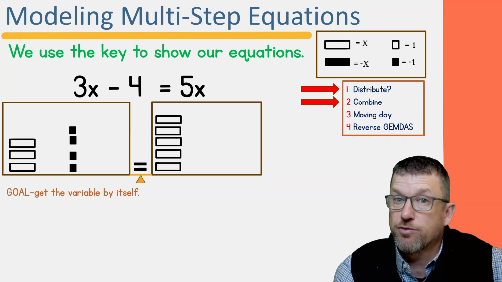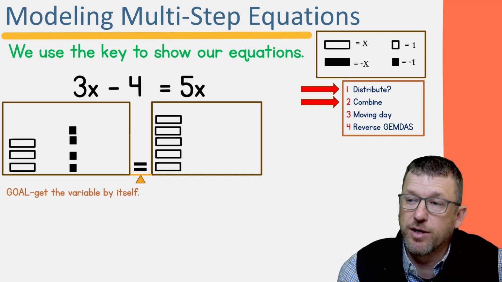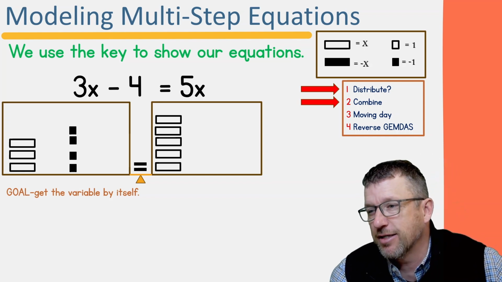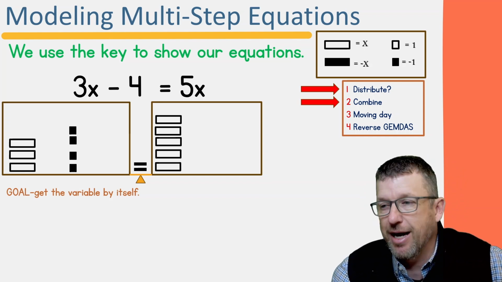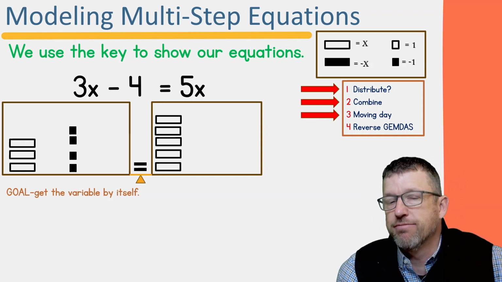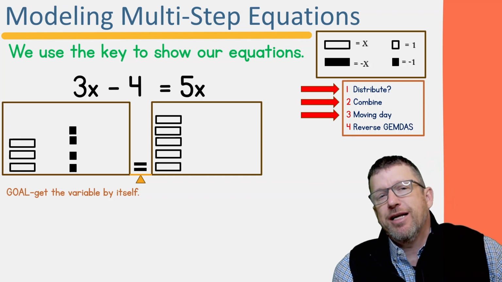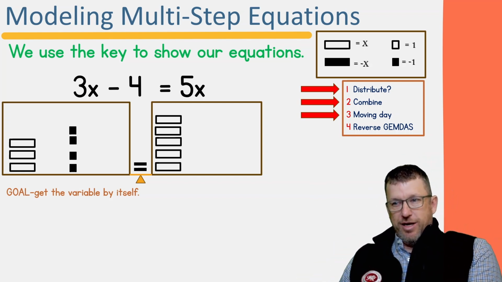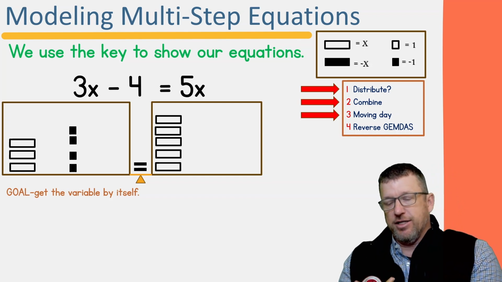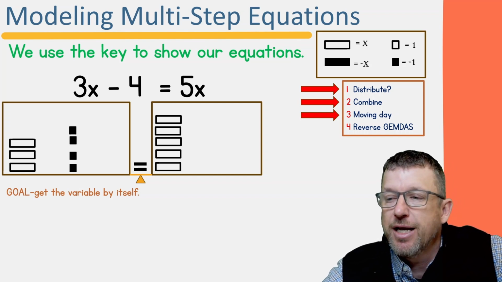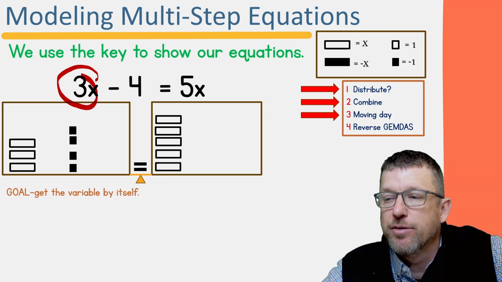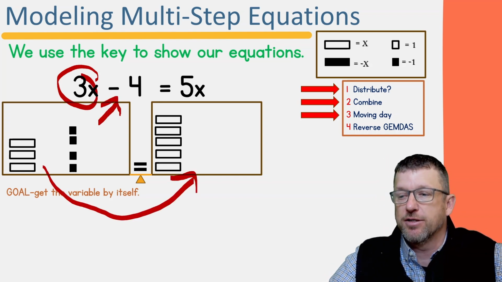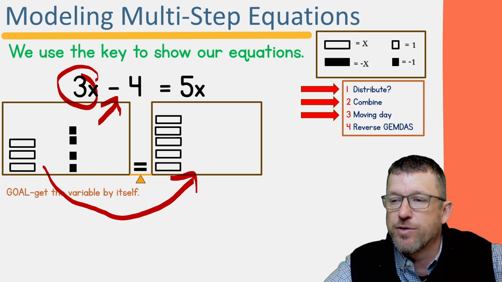Now what we have left is 3x minus 4 on one side, and on the other side we have 5x, okay? No more terms to combine, so we go to the next step, which is moving day. Moving day simply means get all the variables on one side. So we have 3x on one side and we have 5x on the other side. A little hint here, go ahead and move the variable that has something else involved to it over to the side where there is nothing else involved. So we're going to get rid of that 3x.